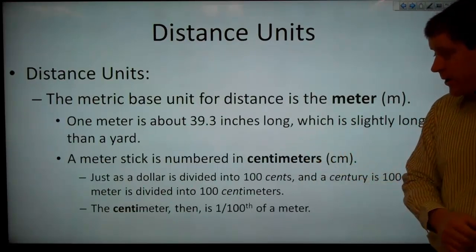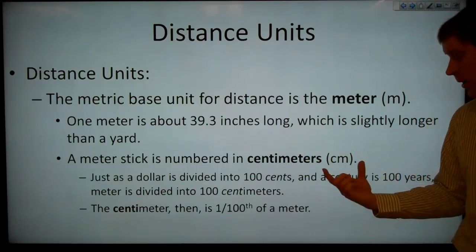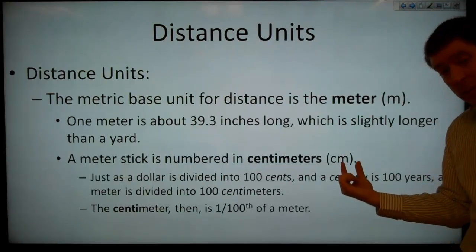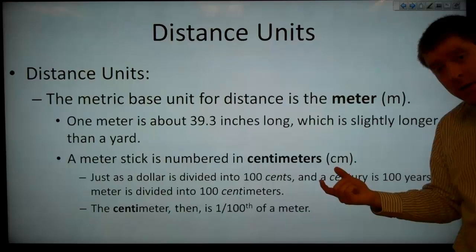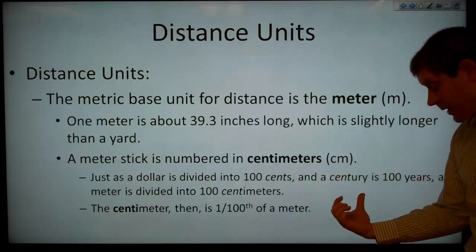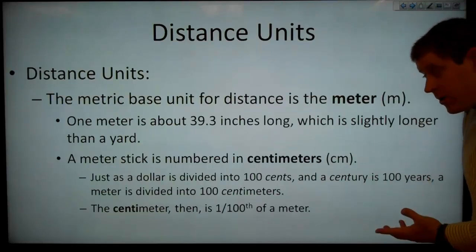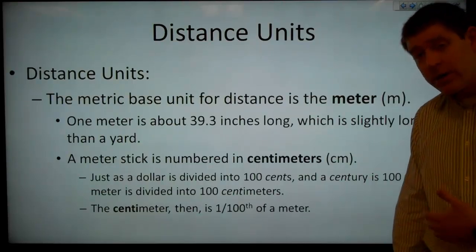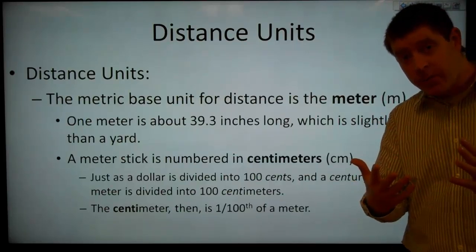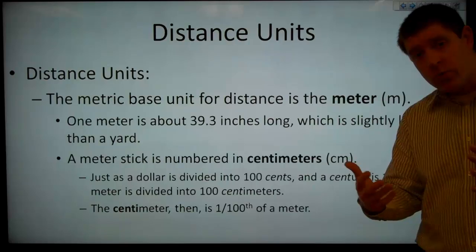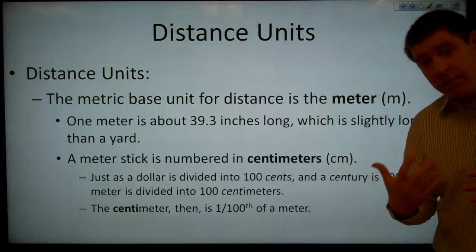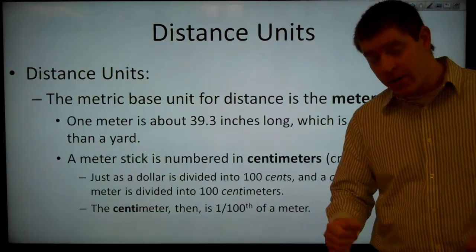And a meter stick is numbered in centimeters, which we abbreviate cm. So the m there is meter, the c there means centi. So just like a dollar is divided into 100 cents, and a century is 100 years, a meter is divided into 100 centimeters. So that cent part means 100. So a centimeter is 1/100th of a meter, because we need 100 centimeters to make up 1 meter.